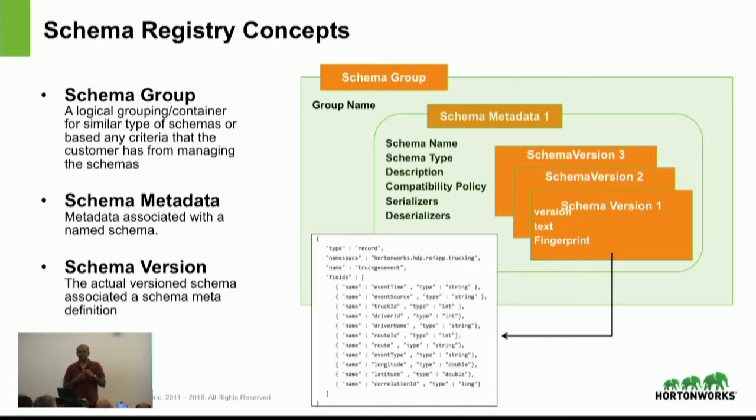Now, underneath these entities is the versioned entity. Think of it like Git. Everything is versioned. The schema version is the actual schema text. For example, if you're using Avro, that is where it gets stored. And you can independently evolve that as you add new fields, remove fields, or whatnot. We are versioning that schema every time you create one.